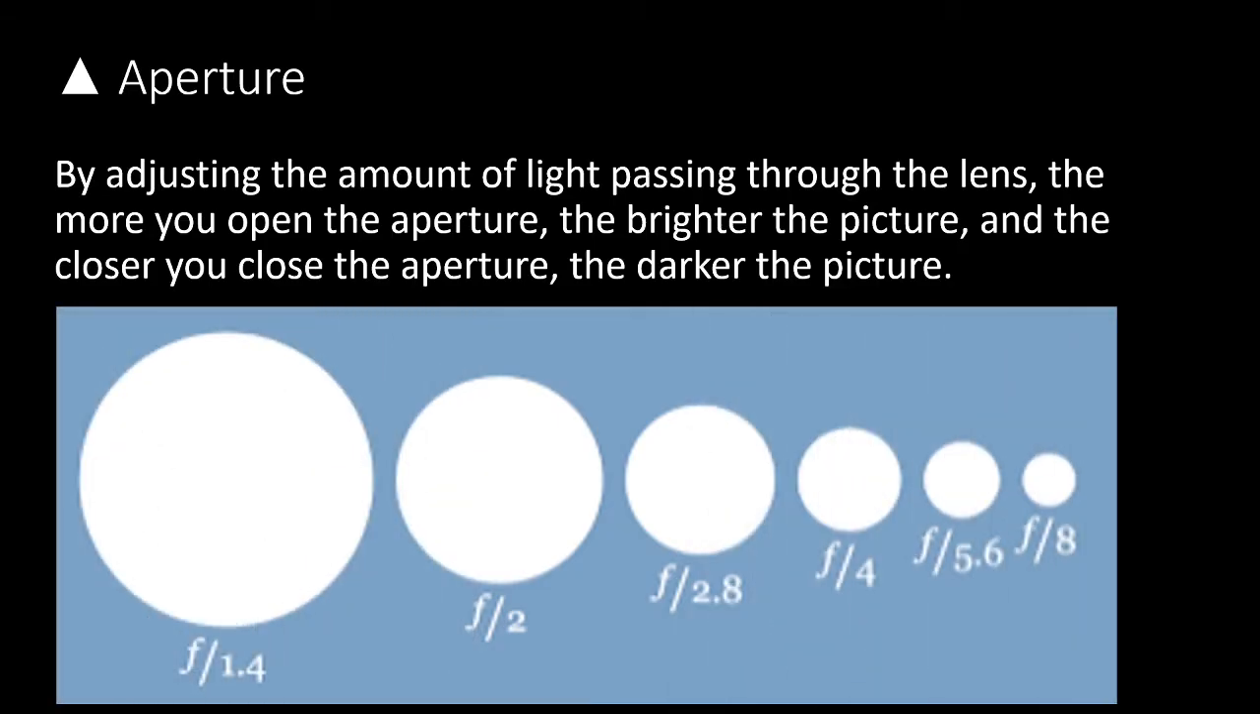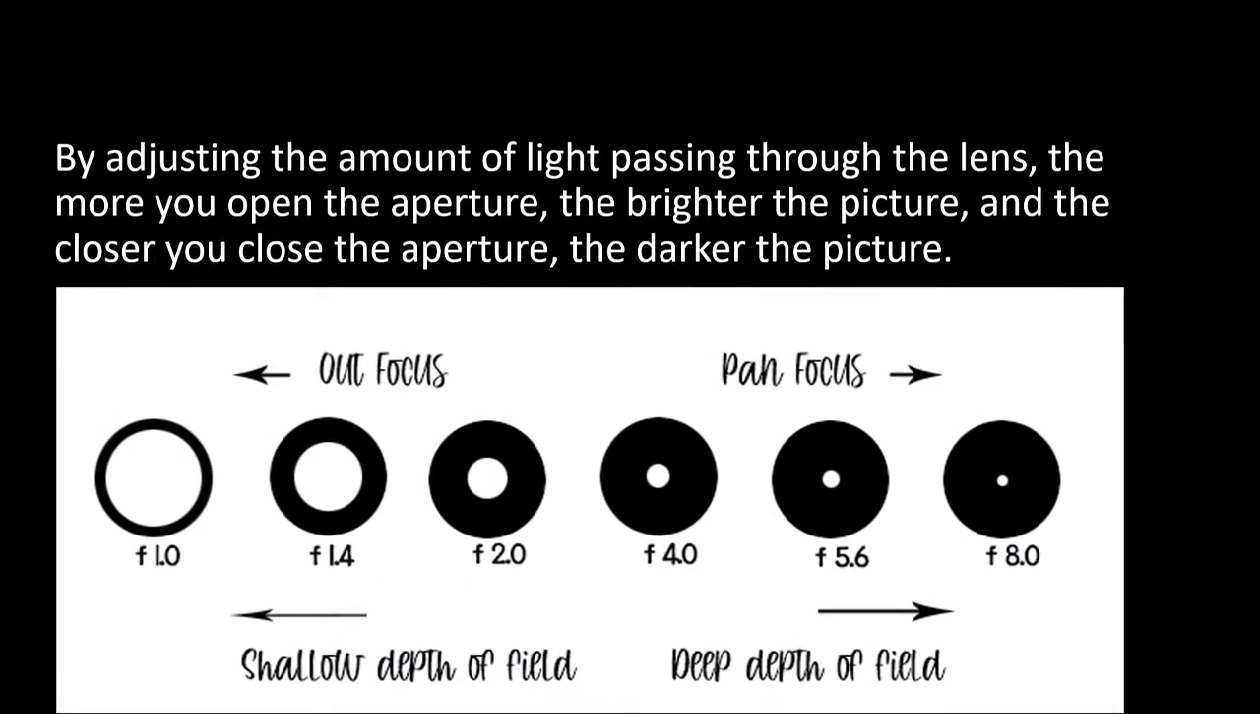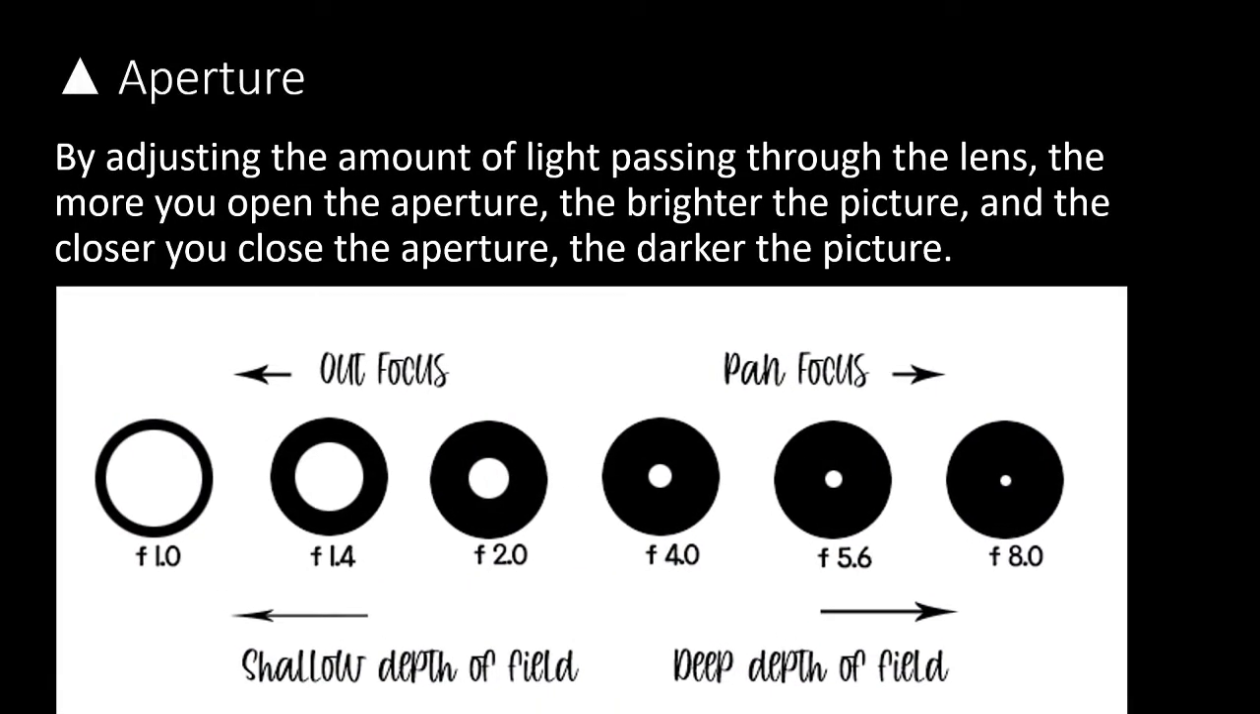Aperture. By adjusting the amount of light passing through the lens. The more you open the aperture, the brighter the picture. And the closer you close the aperture, the darker the picture.